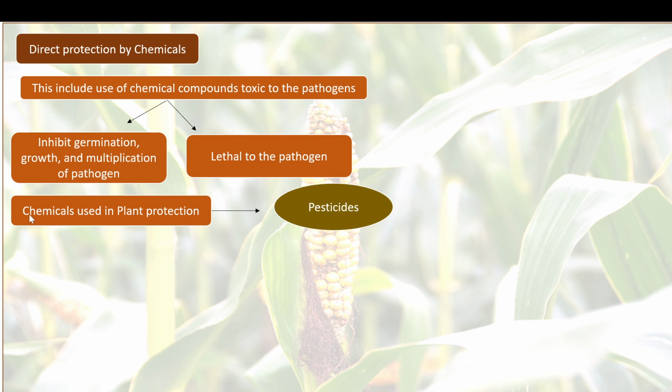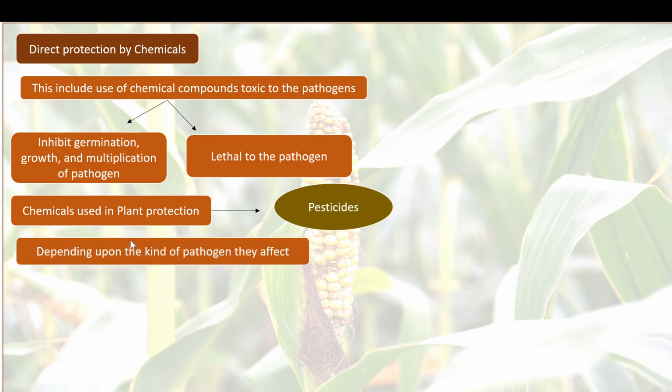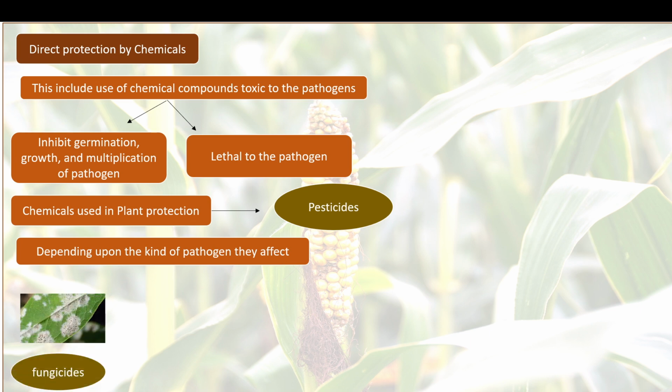So a very common term that we use for chemicals that are used in plant protection is pesticides, right? Nowadays you must have already heard about the side effects of pesticides. Those pesticides are basically chemicals that are used in plant protection. Depending upon the kind of pathogen they affect, these pesticides can be named accordingly. For example, if the pathogen is fungus, we call this pesticide a fungicide, right?